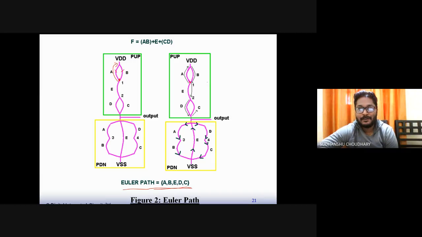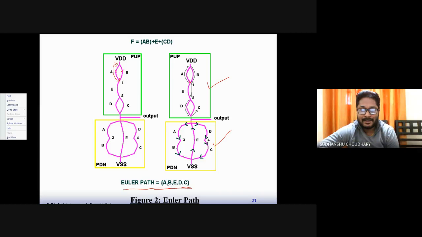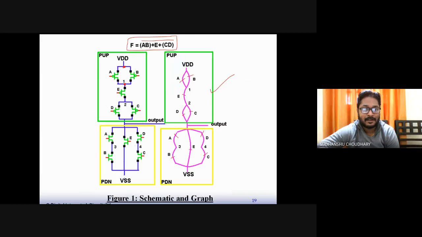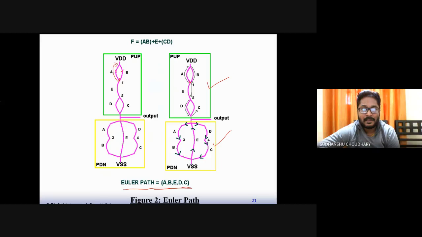and this path has to be same for both pull up and pull down network, right? So for this pull up network also, and pull down network, this path has to be same. That is, it has to be always A, B, E, D, C. If it is not A, B, E, D, C, then you'll have to rearrange the ordering of the transistors in this circuit to achieve the same Euler path for both pull up and pull down network. So one has to reorder the circuit to achieve the same Euler path, right? So for example, in this case, I'm getting the same Euler path, that is A, B, E, D, C.